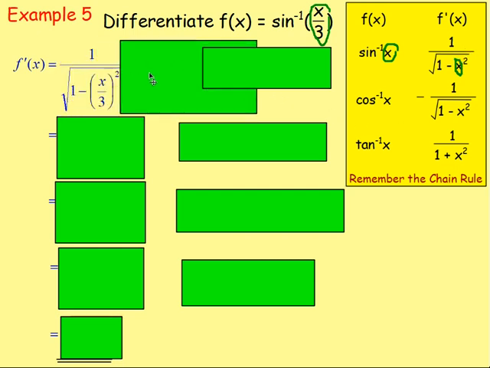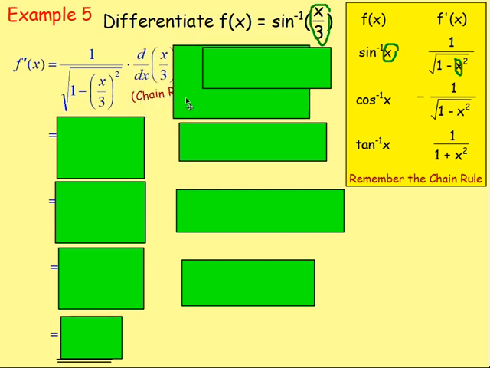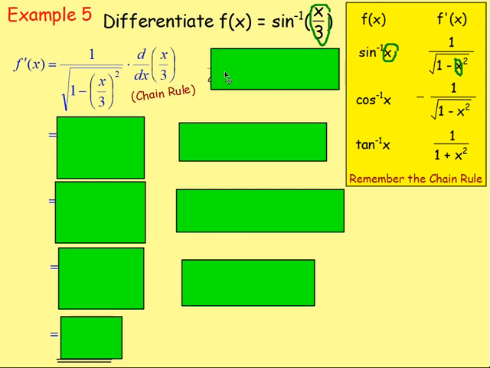So that would give me 1 over the square root of 1 minus, and then you'd have x over 3, all squared. From there, though, remember you have to multiply by the derivative of what is in the bracket. So you're multiplying by the derivative of the x over 3. It's really just the chain rule. From there, to get the derivative of x over 3, how would you do that? Well, it's best to think of x over 3 a different way.